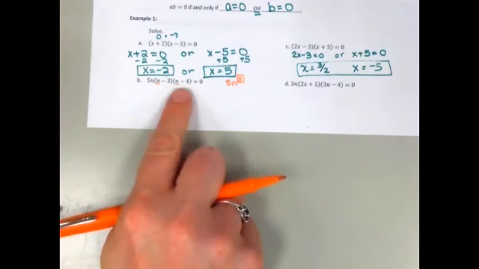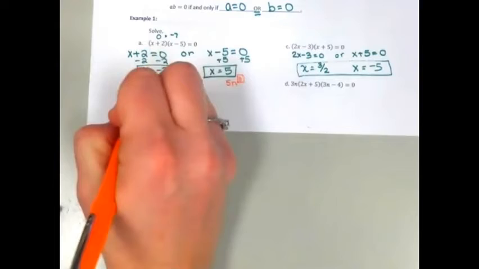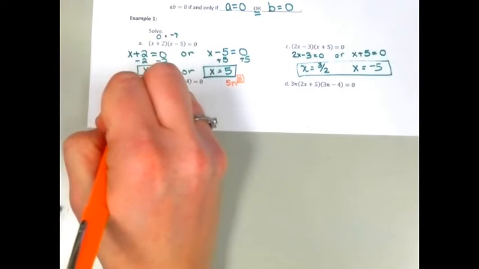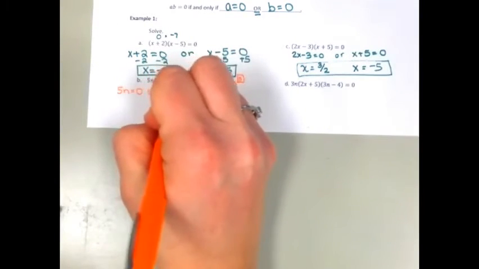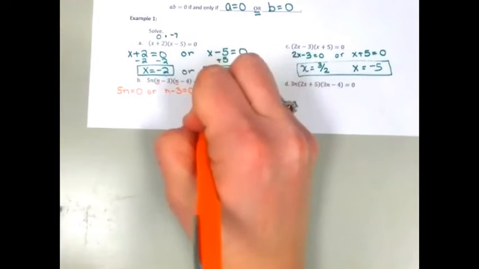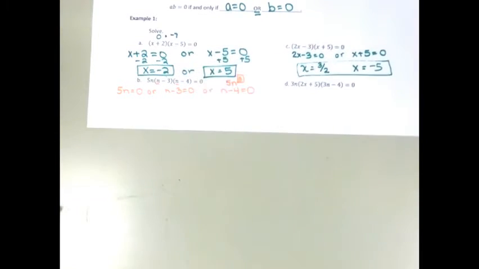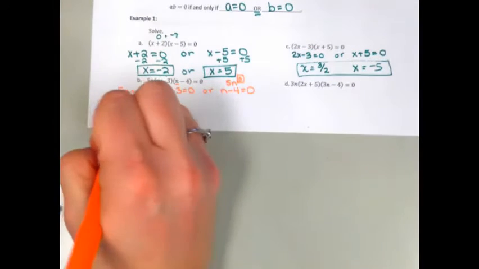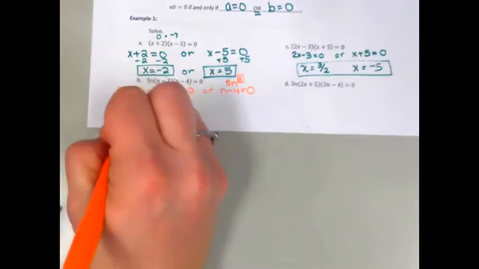But now, since there's 3 n's, we're going to have 3 parts we have to set equal to 0. Our first part would just be 5n equals 0. My second part would be n minus 3 equals 0. And my third part would be n minus 4 equals 0. Okay. So what would my first n solution be? 5 times what equals 0? 0. So n would equal 0.